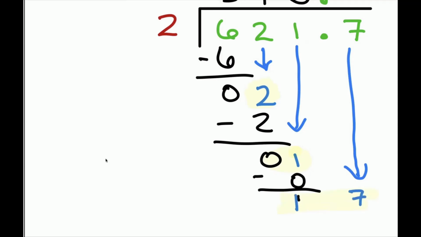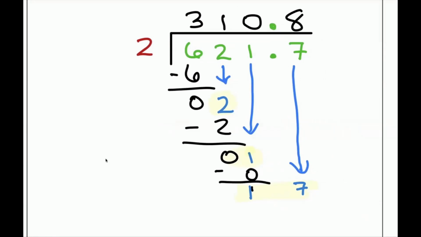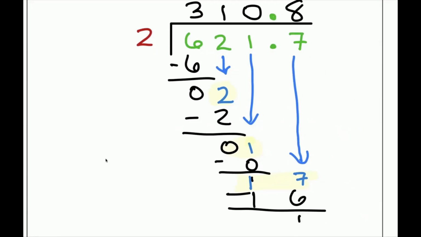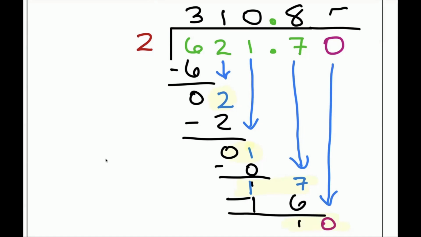2 fits into 17 8 times. 2 times 8 is 16. Now we have a remainder of 1. Remember, if there's a remainder and there's no numbers left to bring down, what we can do is add a 0. You may need to extend your house a little bit. And then we can bring down the 0. So now our new number is 10. And 2 fits into 10 5 times.